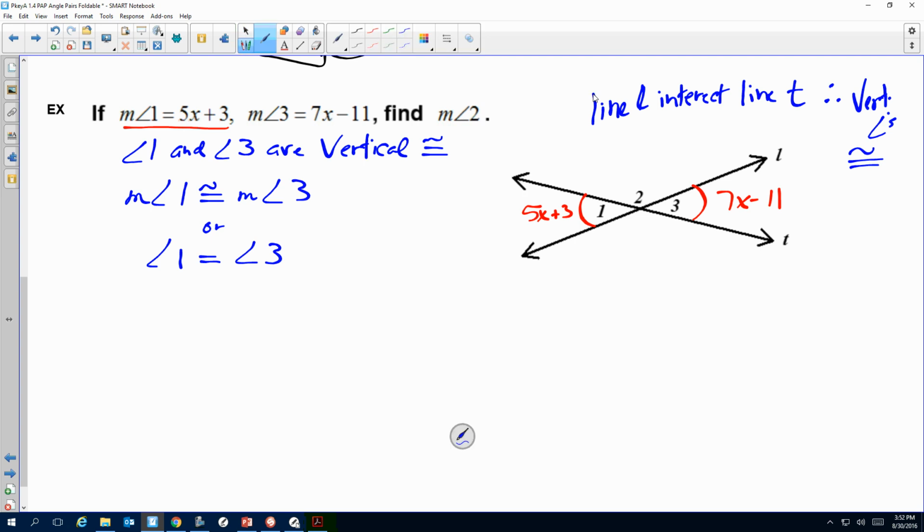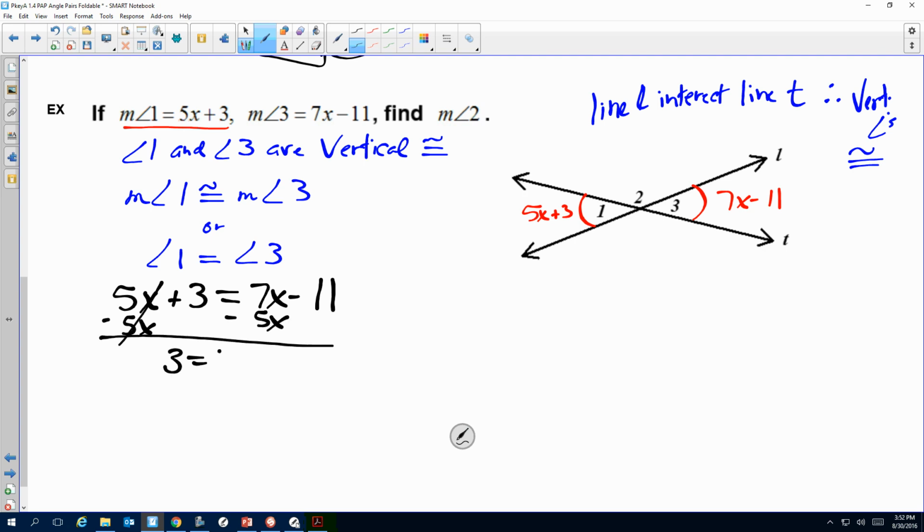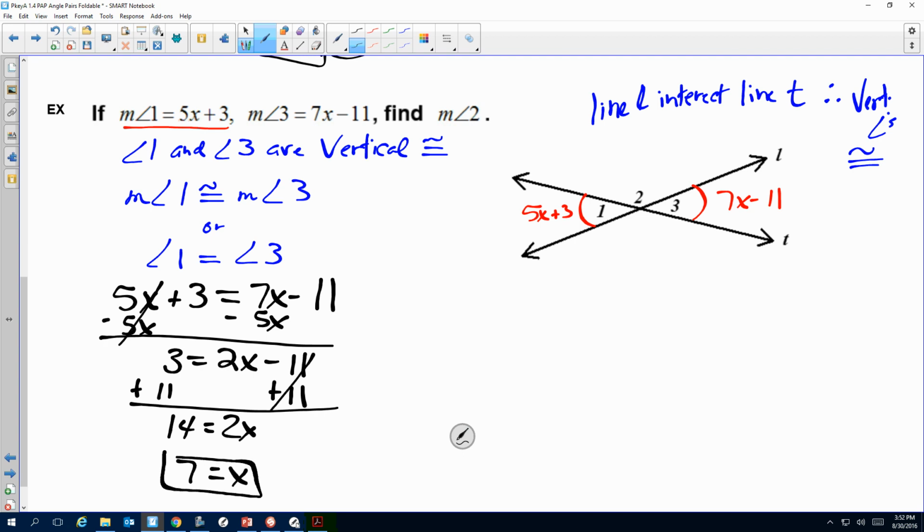Angle 1 is our 5x plus 3, which is equal to our 7x minus 11. So we're solving for x here. Start with your smallest variable, which is our 5x. That will cancel out, leaving us 3 equals 2x minus 11. And then add our 11 to both sides. And then we're solving for x. And so we should see that x is 7. So we're going to solve that, box that in.